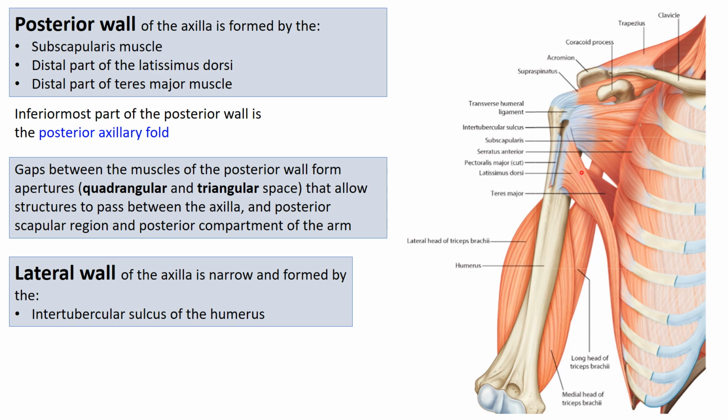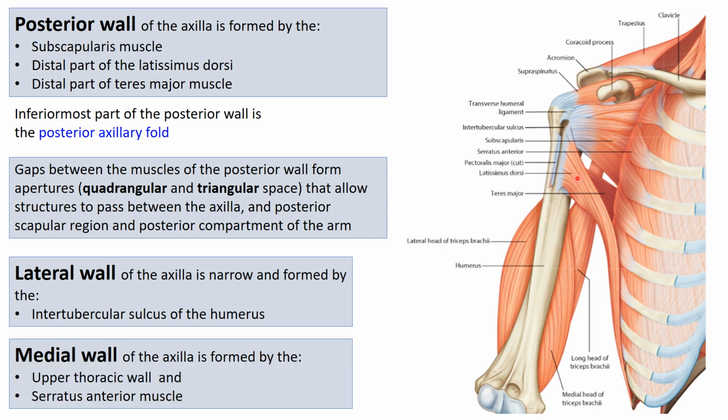One thing, if you observe this posterior wall, these are the muscles again forming the posterior wall of the axilla. This is subscapularis, this is latissimus dorsi, this is teres major. You can see between those muscles there are some gaps. You can remember this one is the quadrangular space, this is the triangular space. So the structures from the axilla can exit the axilla through the opening in the posterior wall, like the quadrangular space or triangular space, and they can leave the axilla and reach the posterior scapular region. Okay, so that is something important.